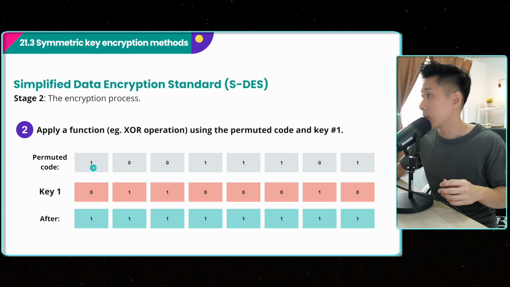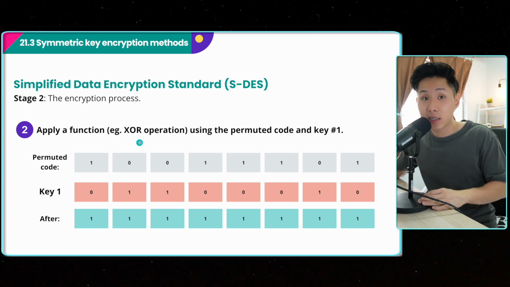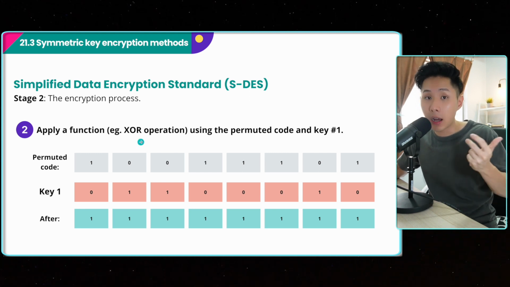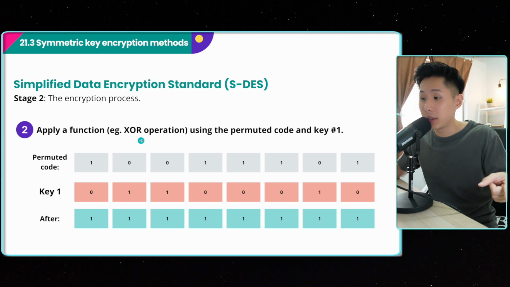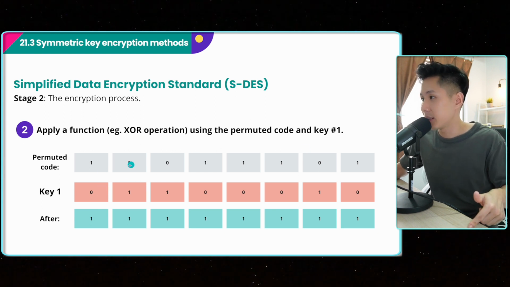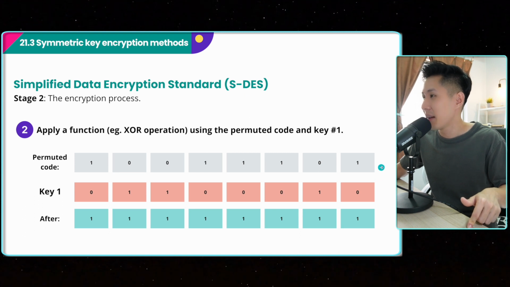And this is the permuted code and key number 1. And the function could be an XOR operation. Remember, an XOR operation will give you an output of 1 when either one of the inputs is 1. So 1, 0, I get 1. 0, 1, I get 1. 0, 1, I get 1. 1, 0, and so on. Basically all 1 because all of them have one of the inputs as 1.